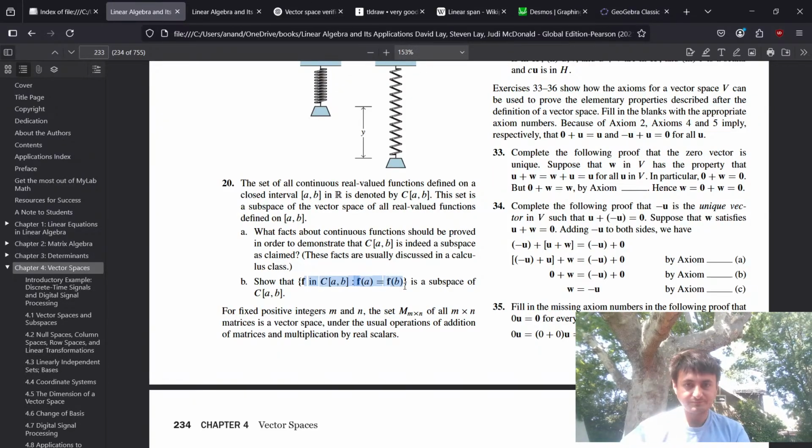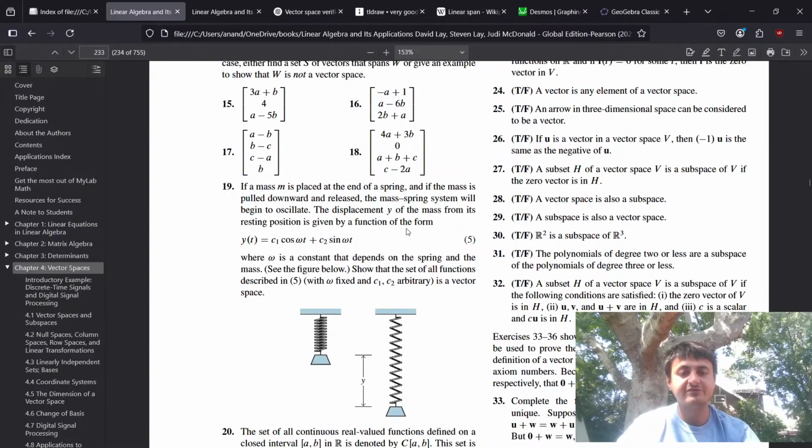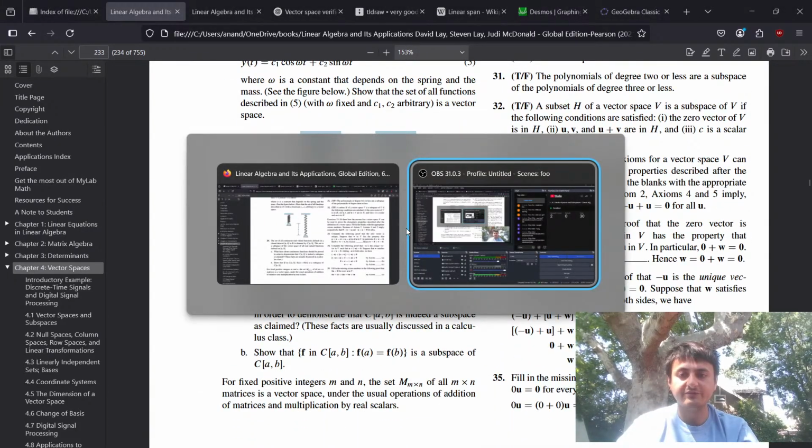So it's closed under plus and times and has 0. Therefore, subspace. Cool. All right, 20 was fun, man. I like these ones about showing stuff as a subspace. I think that's really fun.